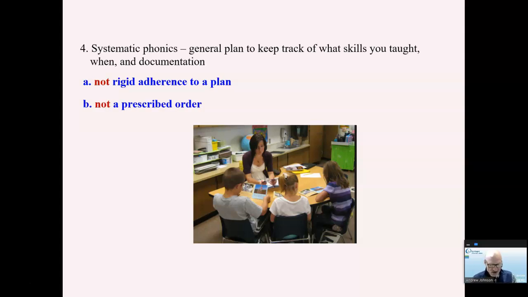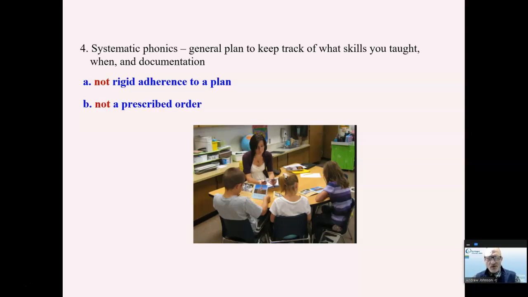Systematic phonics. There's some system in place to keep track of what skills you taught, when, and how you're going to document. That's systematic phonics instruction. It does not mean that you have to start at one end of a scope and sequence chart and march through a series of skills in a predetermined order. That's not what systematic phonics is. That would be silly, because that is not how human beings learn.